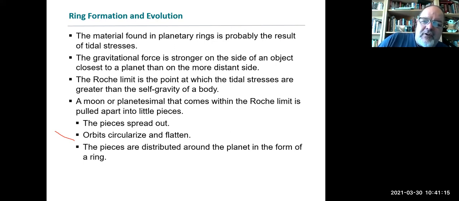The material found in the planetary rings is probably a result of tidal stresses. The gravitational force is stronger on the side of an object closest to a planet than on the more distant side. The Roche limit is the point at which tidal stresses are greater than the self-gravity of a body. So a moon or planetesimal that comes within the Roche limit is pulled apart into little pieces. The little pieces, of course, form the rings. The pieces spread out, orbits circularize and flatten, and the pieces are distributed around the planet in the form of a ring.